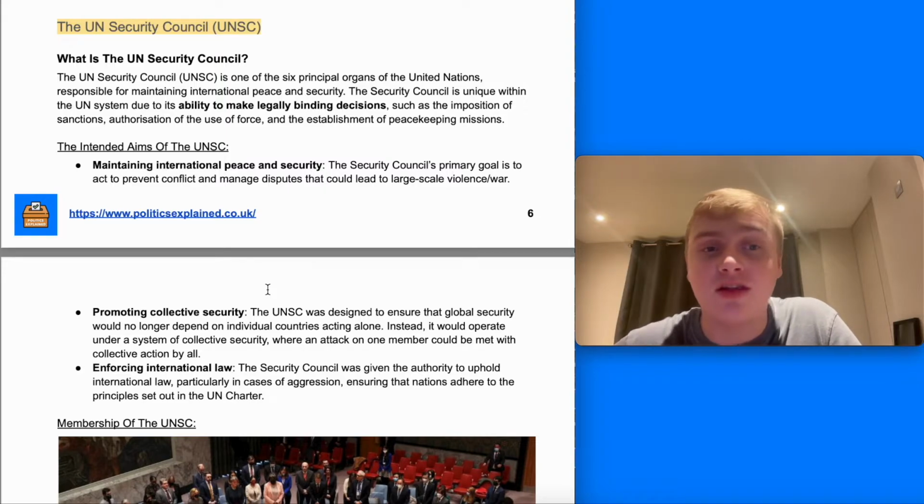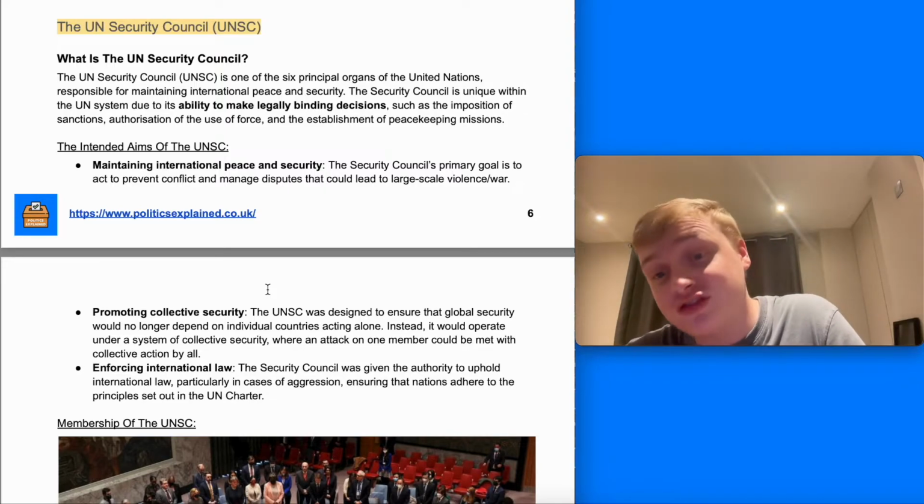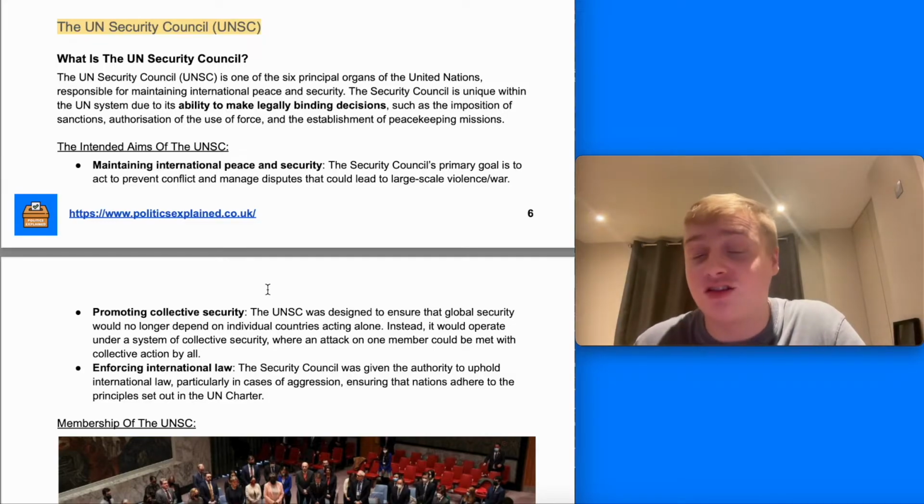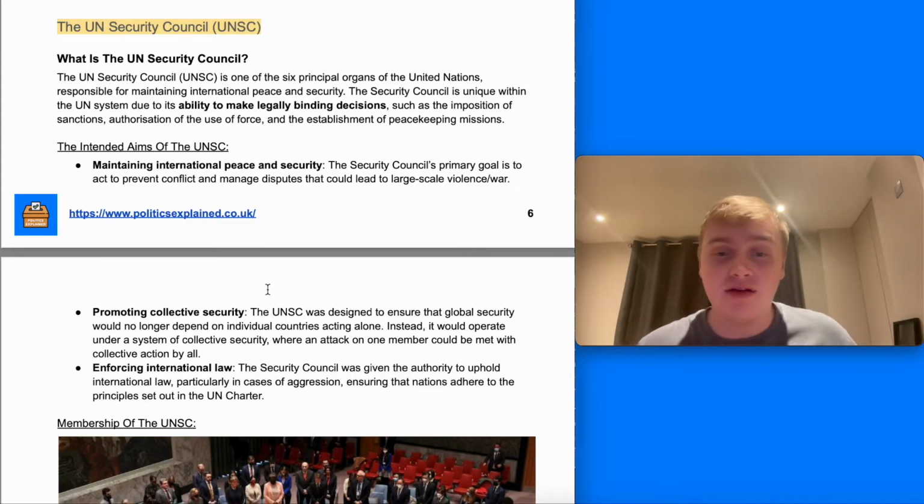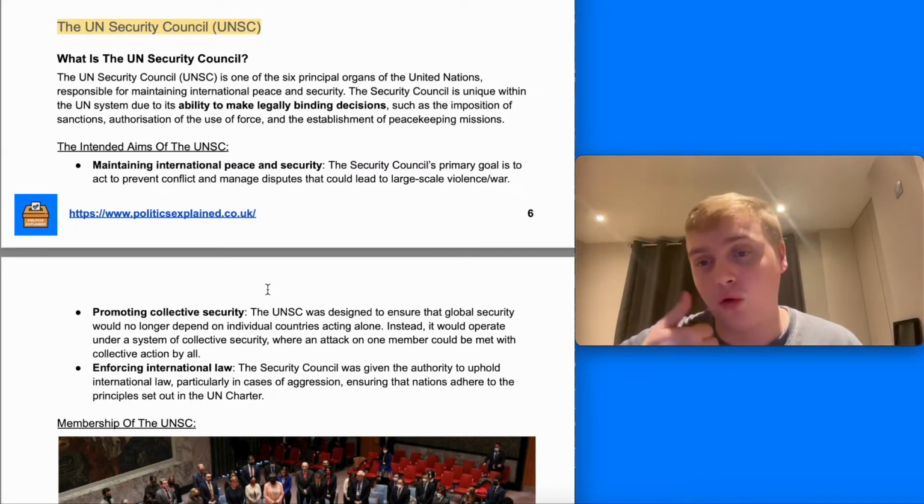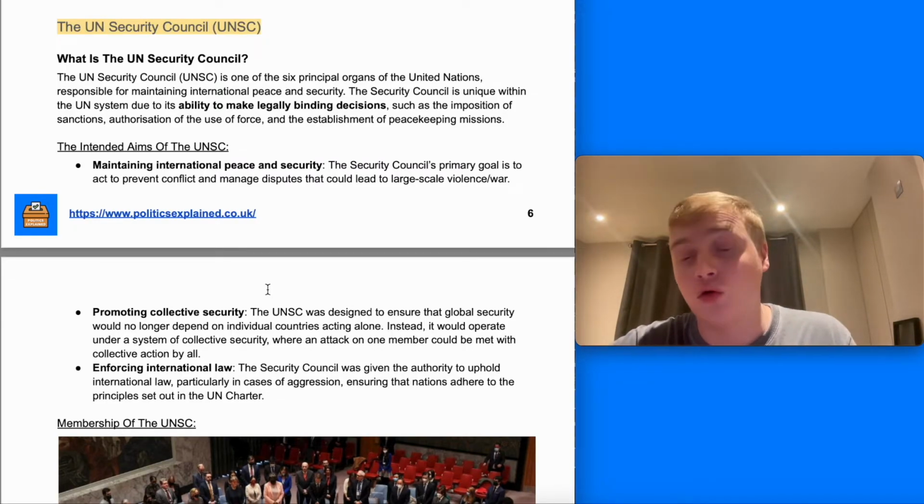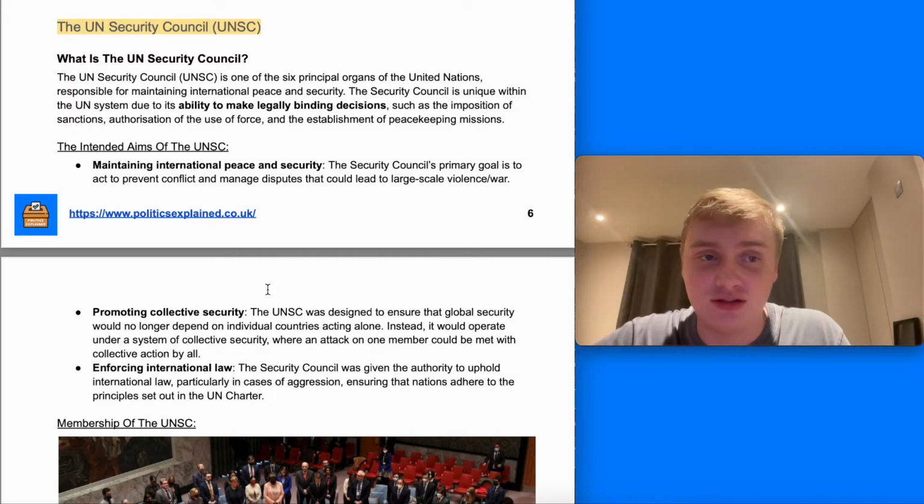It's unique within the UN system due to its unique ability to make legally binding decisions. We'll see later on in the video the UN General Assembly doesn't have this power, despite effectively being like the parliament for the United Nations. So it can impose sanctions, authorise the use of force, and authorise the establishment of peacekeeping missions.